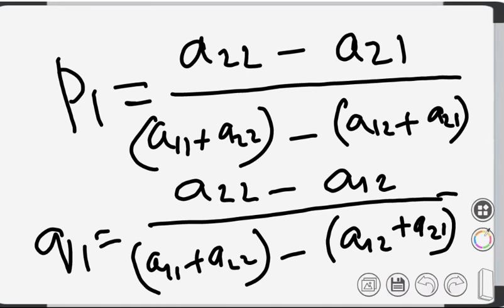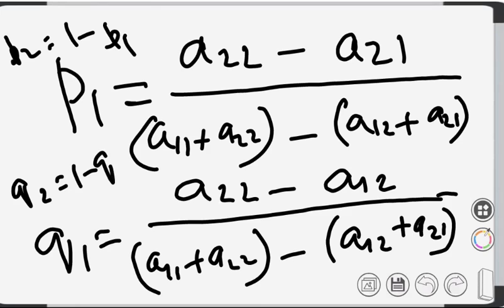These three formulas you have to remember. And obviously if you can find P1, P2 is 1 minus P1, and Q2 is 1 minus Q1. It's very easy to find P2 and Q2. Once you find P1, it will be very easy to find P2, and once you find Q1, it is very easy to find Q2.